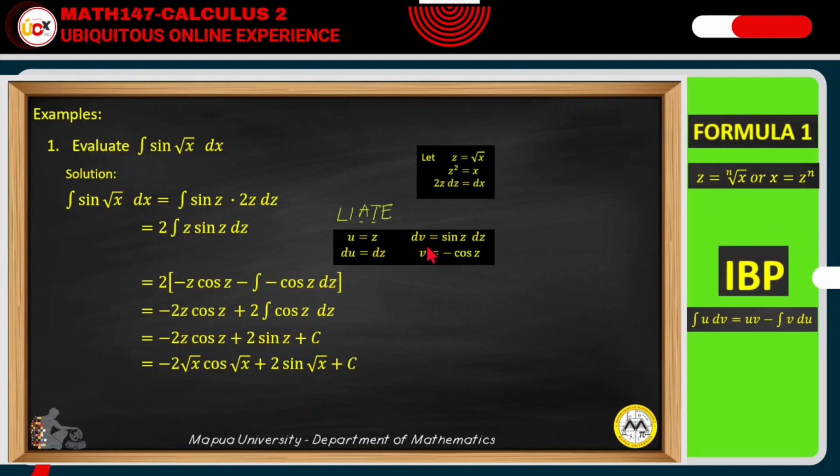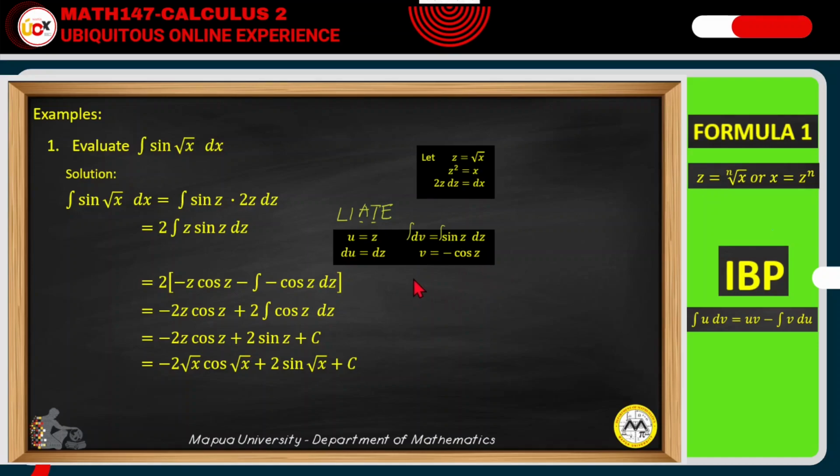Because algebraic is written first before trigonometric function, we let u be the algebraic function, which is z, and we let dv be the trigonometric function together with dz. So we have dv equals sine z dz. Then taking the differential of u equals z, we get du equals dz. To find the value of v, we take the integral of both sides of dv equals sine z dz. The integral of dv is v, and the integral of sine z dz is negative cosine z.